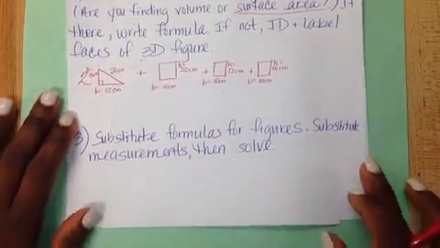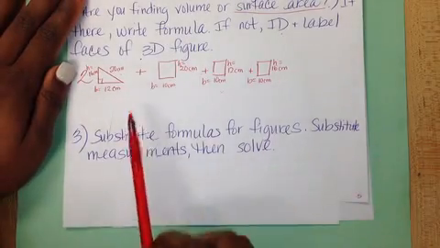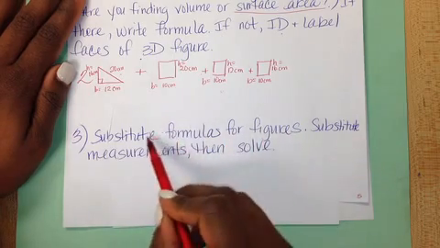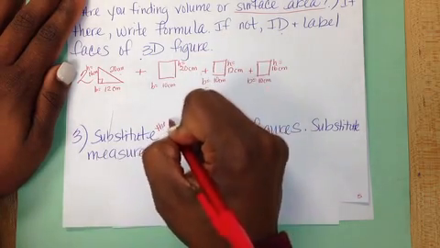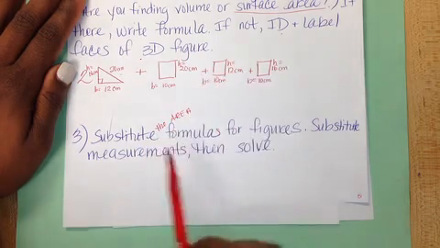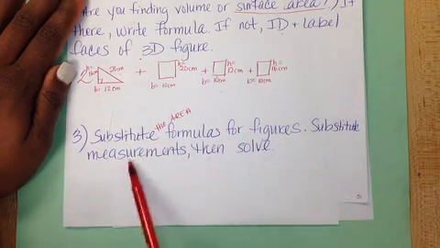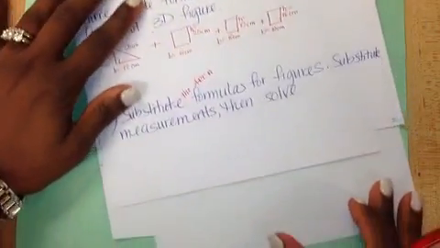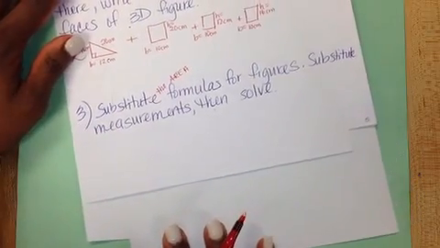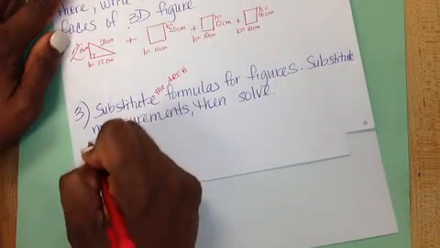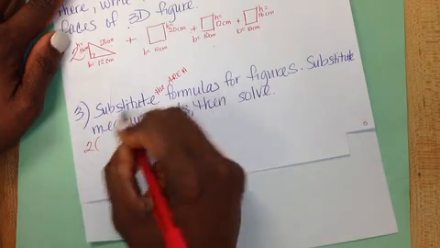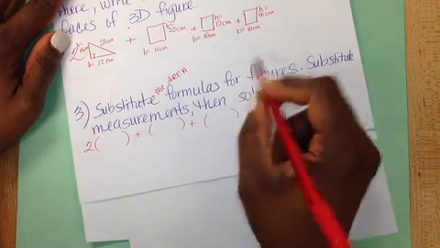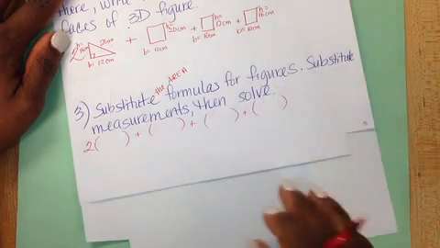Okay. In the final step for finding the surface area for this triangular prism, I'm going to substitute the formulas for the figure. So I'll put this in here: substitute the area formulas for the figures. I'm going to substitute the measurements in next and then solve. I'm going to have 2 times the area of a triangle plus the area of the first rectangle plus the area of the second one, and then the area of the last one.